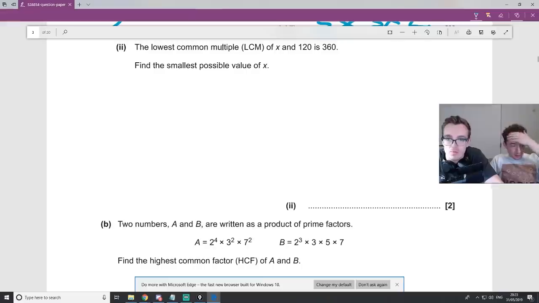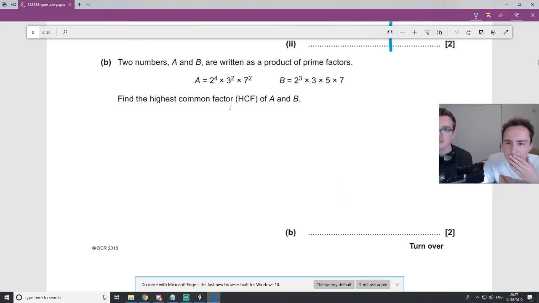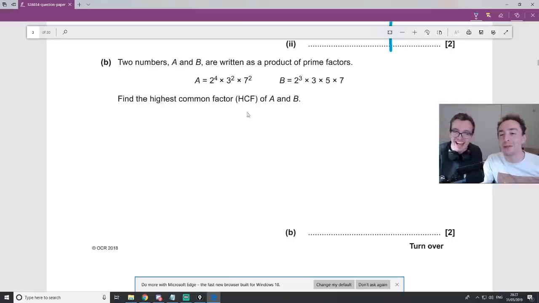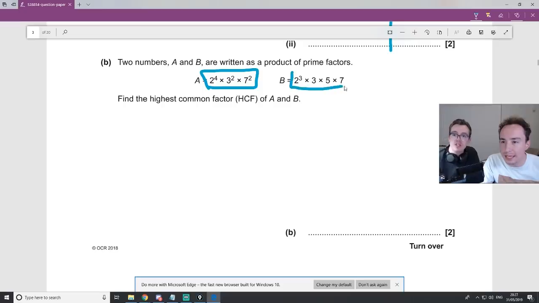The lowest common multiple of x and 120 is 36. Oh! Three. Wait, what are we trying to do? Work out the values in them. Well, this is what I would do. Find the highest common factor of A and B. We've already been given the factors. So here you can just divide, right?